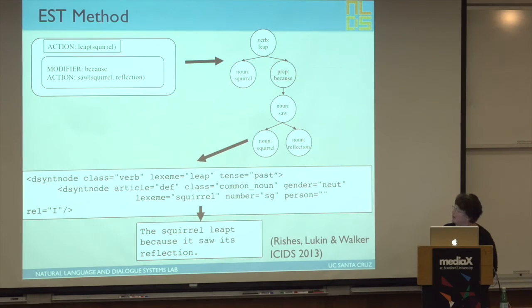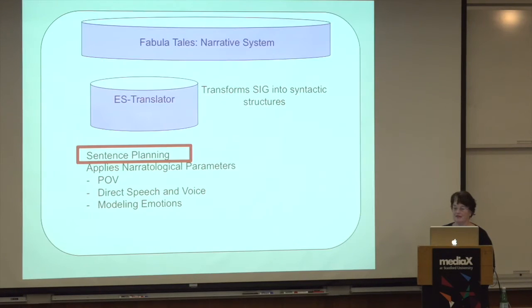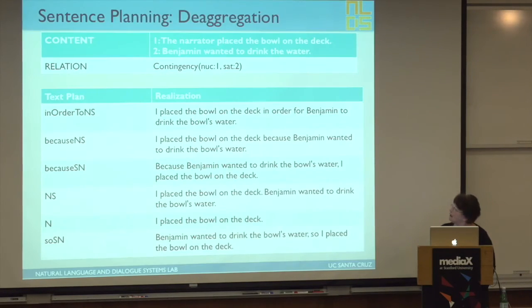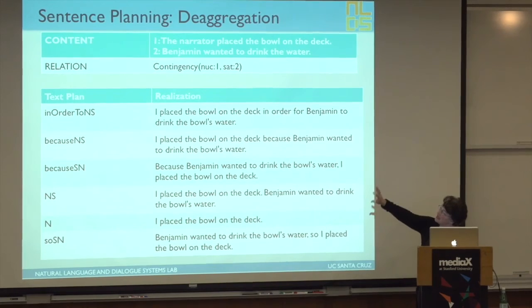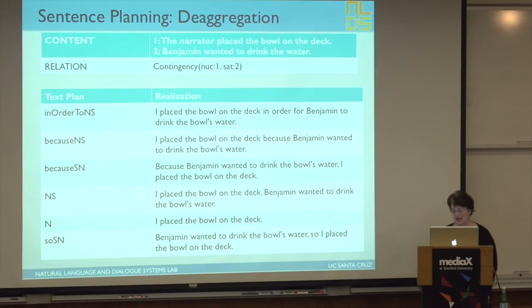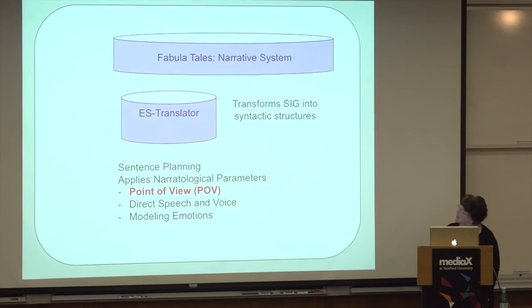So we get a squirrel leapt because it saw its own reflection. We can also do all kinds of stuff with sentence planning, where we can change the order of the underlying sentences and how they're connected together. So this is an example of sentence planning where we can change the surface form of the sentences.